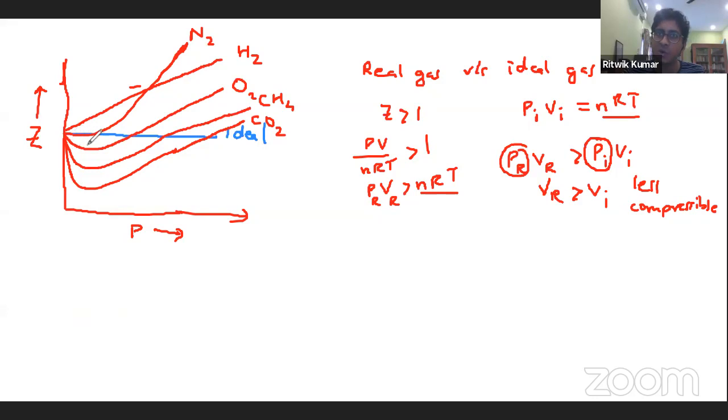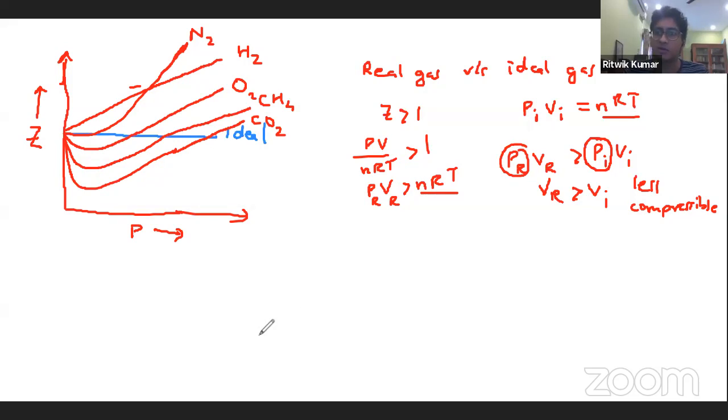Nitrogen has a very small range in which it's showing a slight negative deviation, but it's almost negligible, I guess. We don't know the scale of this graph. So hydrogen shows positive deviation alone. Same for helium. So just understand the nature in which they behave.